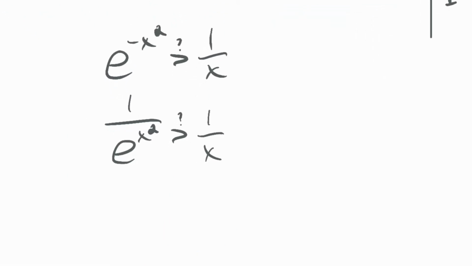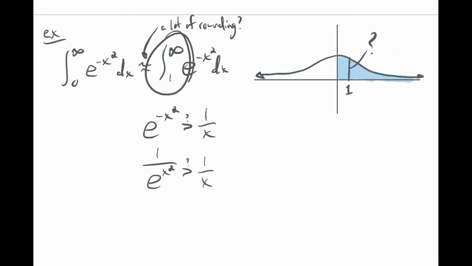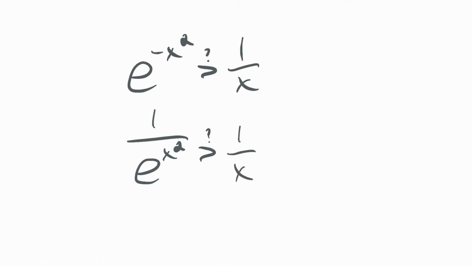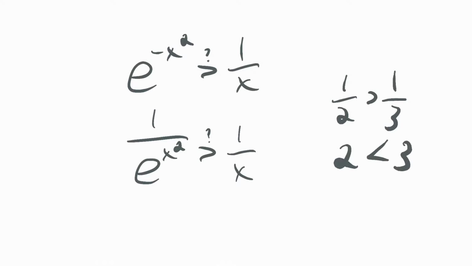So what I can do, and keep in mind, in our interval we only have positive values, so we don't have to worry too much about inequalities switching. I'm going to basically flip both sides, and when you flip both sides, you switch the order of the inequality, not because there's a negative involved, but because, if you have 1/2, that's greater than 1/3, right? If you flip both sides, 2 and 3, the 3 is greater. The inequality switches directions when you form the reciprocal on both sides.